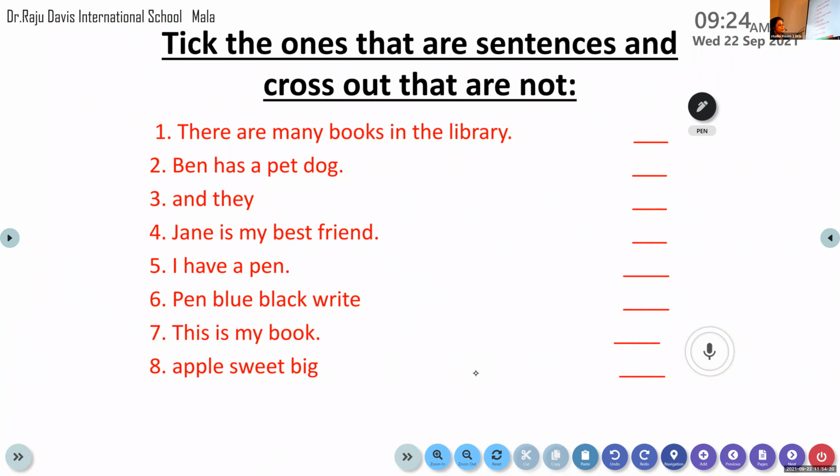Here is a question paper for you. Now do it. Read the question and you write the answers. Okay. I'm going to mute you all for a minute. Later on, I'll unmute you.